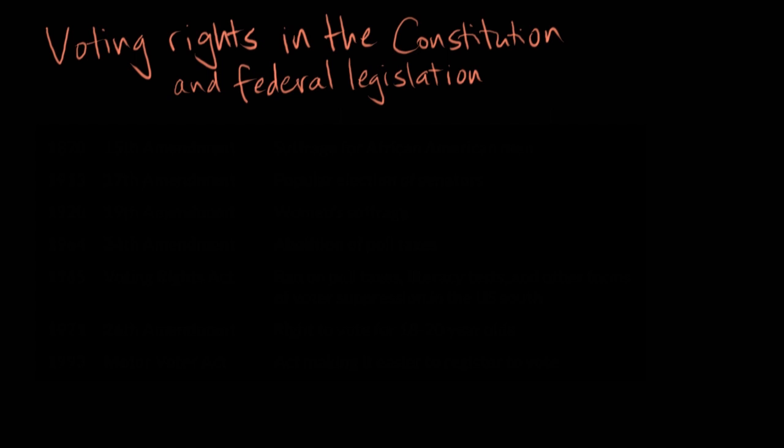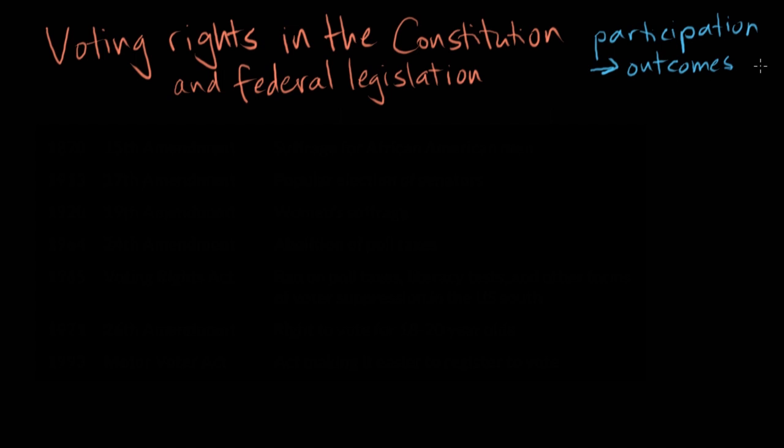In this video, we're going to do a brief overview of how amendments to the Constitution and federal legislation have increased voting rights over time. Now, why does this matter? Apart from just the innate value of voting rights in a democracy, it matters because who participates in the political process at any one time affects what political outcomes are.